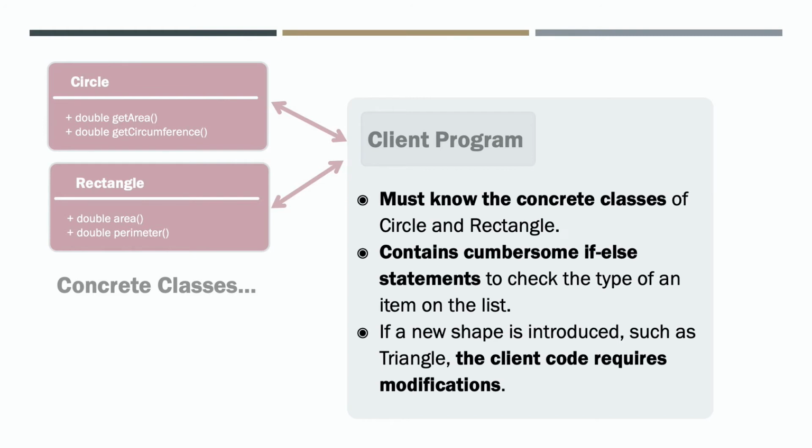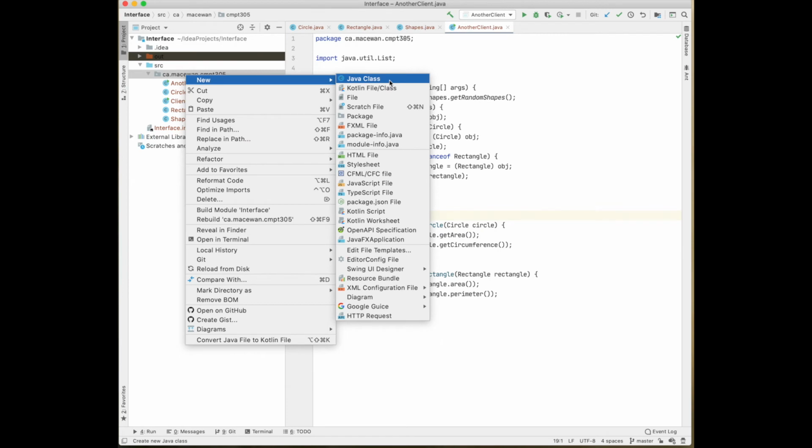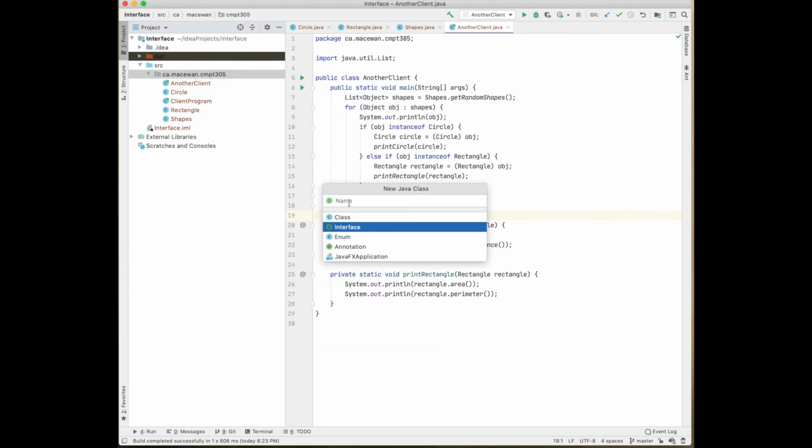Back to an earlier question, how can we redesign these classes to be loosely coupled? Can we remove the cumbersome if-else statements in the client program? The answer is yes. We can use an interface to achieve loose coupling and use polymorphism to remove the if-else block in the client program. An interface specifies the behavior of an object without worrying about its implementation.